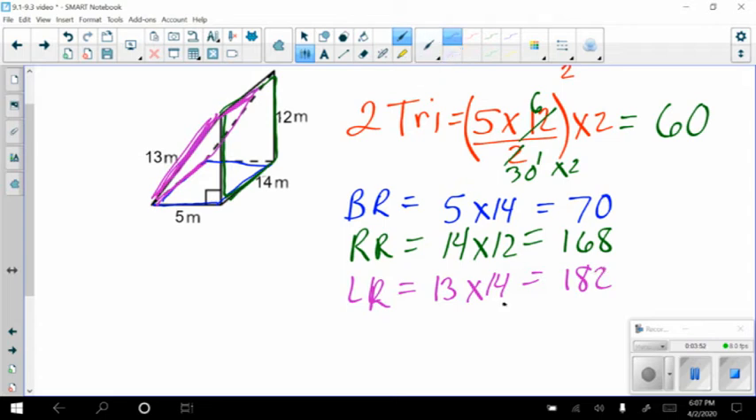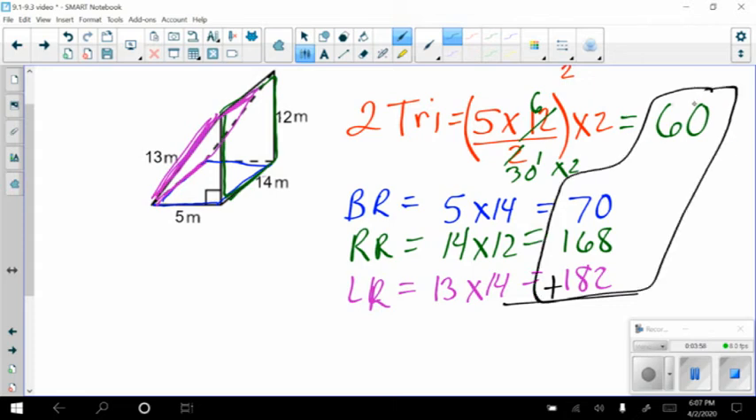All right, last thing that we do for surface area is we add all of these, including our triangles up here. So 60 plus 70 plus 168 plus 182. Total surface area is 480. And the units are meters squared.